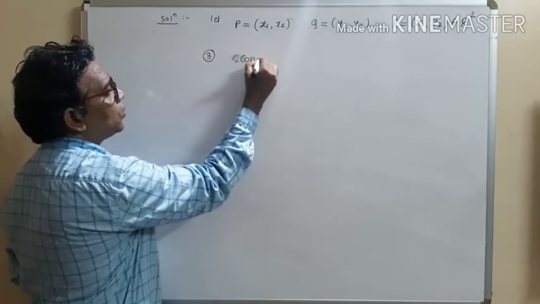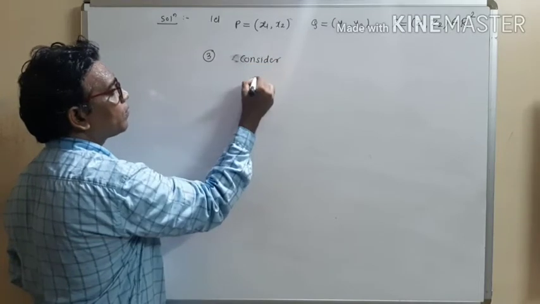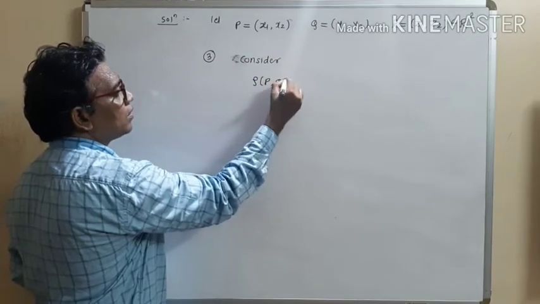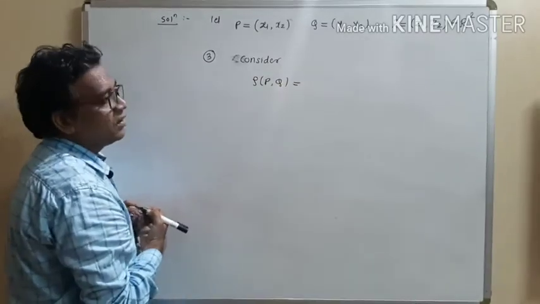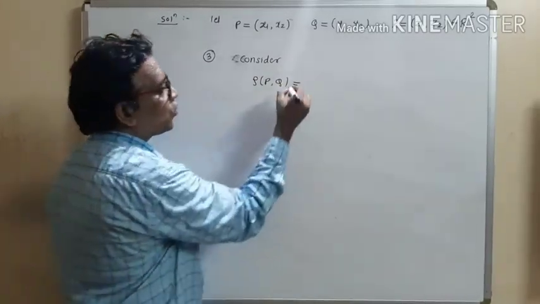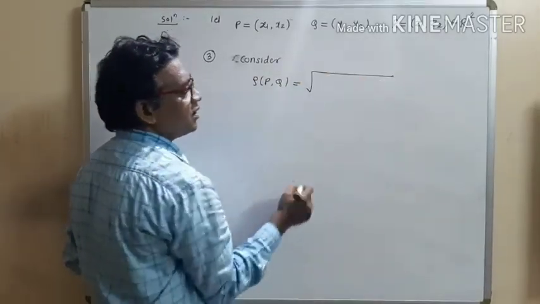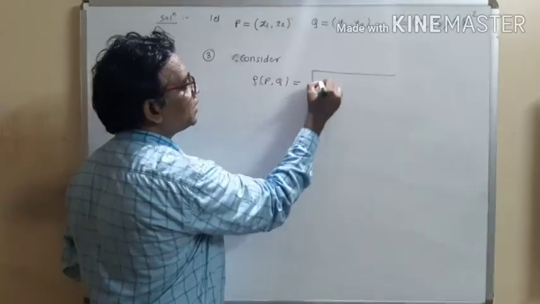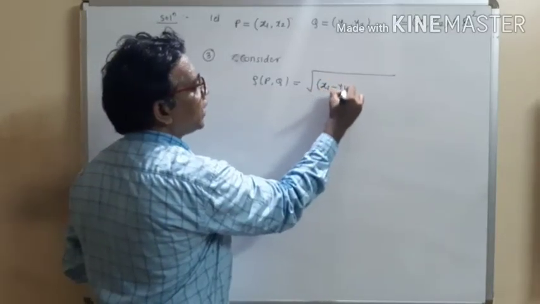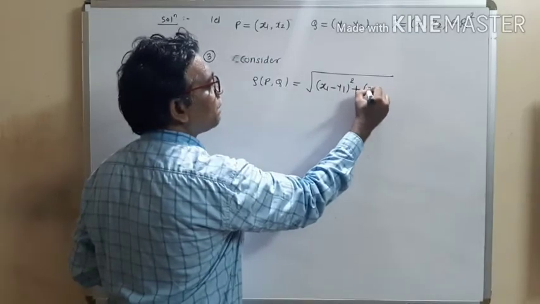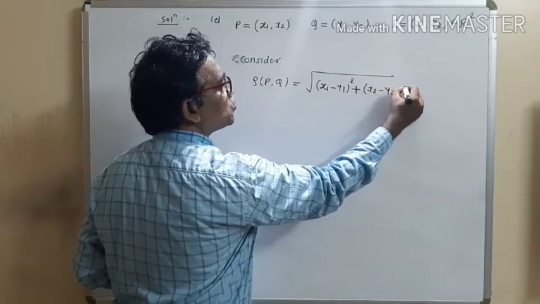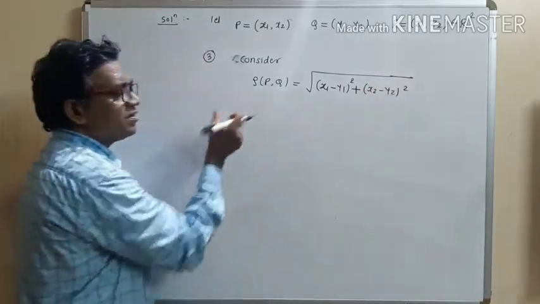Consider this rho of PQ. This is the symmetric property. What is the value for rho of PQ? This is given in the definition. What is given? It is the square root of (x1 minus y1) squared plus (x2 minus y2) squared. This is our given definition.